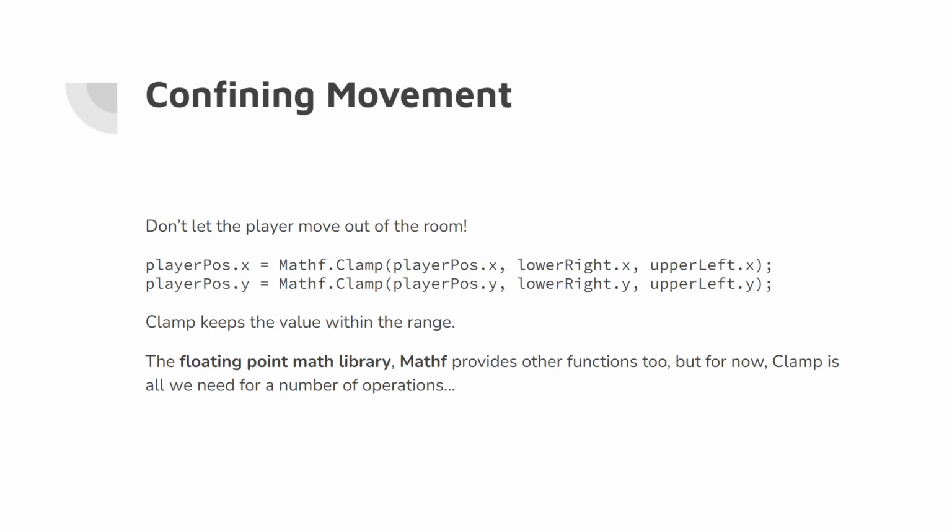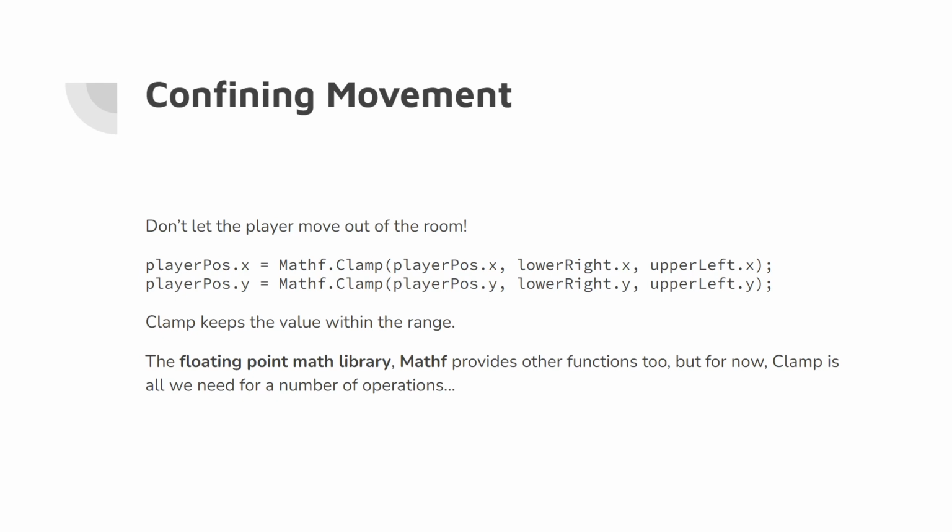Now, we're going to assume here player position, playerPos, has been defined as a Vector2. So it has two components, an x and a y. That can be any arbitrary number. And we have the lower right x and the upper left x, and the lower right y and the upper left y. So we have to figure out, okay, we want to confine the player, their x and y value, to be between the corners of the room.